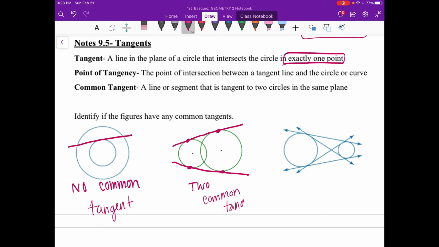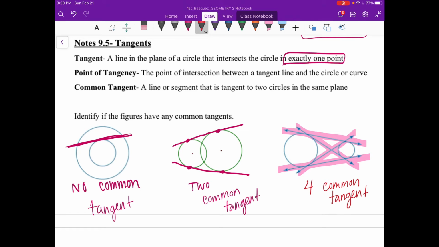So again, a tangent just touches the circle once. I can't make it go across like the first one. That's not a tangent. And then the last one here already has the tangents drawn in for me. So I have 1, 2, 3, and 4. So this one has 4 common tangents. So again, a tangent is just a line that touches the circle just once.